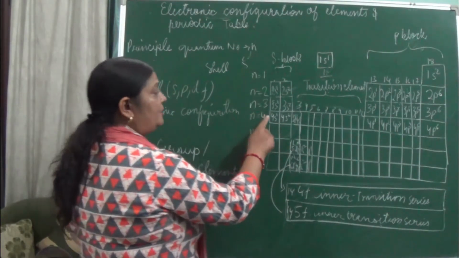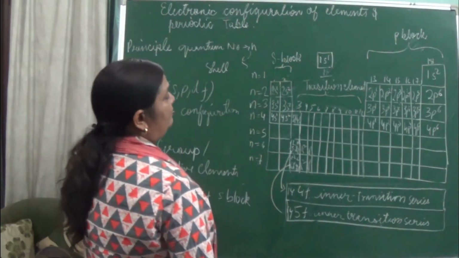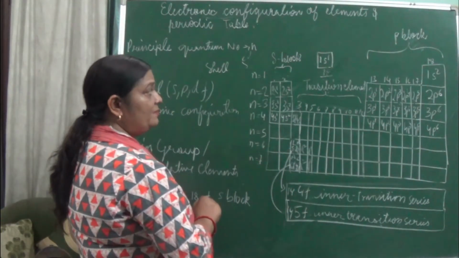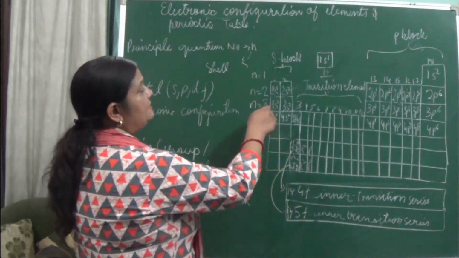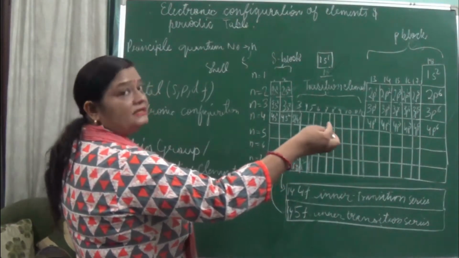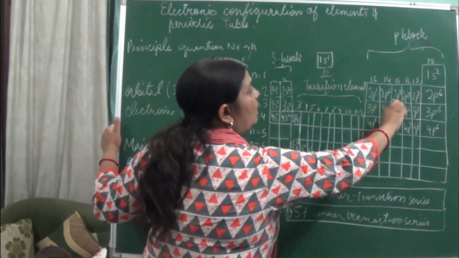7 periods. How many groups? 18 groups. Okay, so now when we are talking about the period, you will see that in this period the last electron enters the principal shell, and it remains similar throughout.